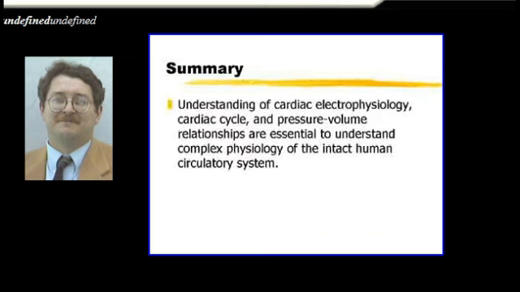In summary, an understanding of cardiac electrophysiology, the cardiac cycle, and pressure-volume relationships are essential if one is to understand the complex physiology of the intact human circulatory system.